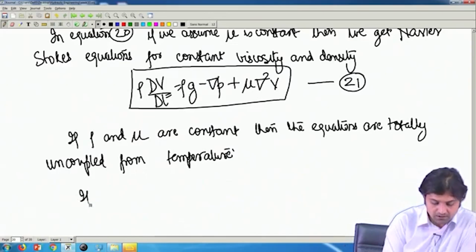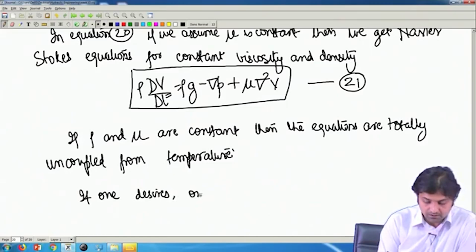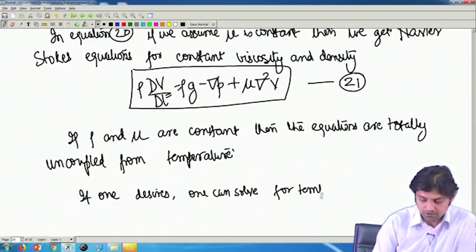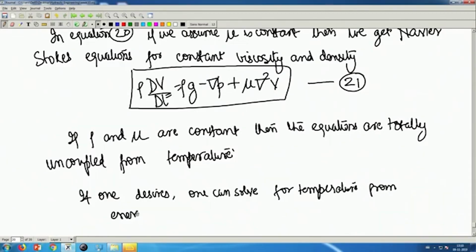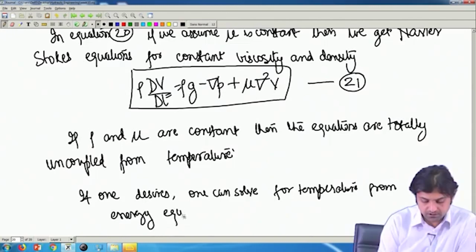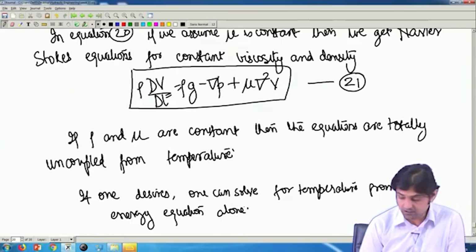But if one desires, one can solve for temperature from the energy equation alone. But we have not seen what that equation is.